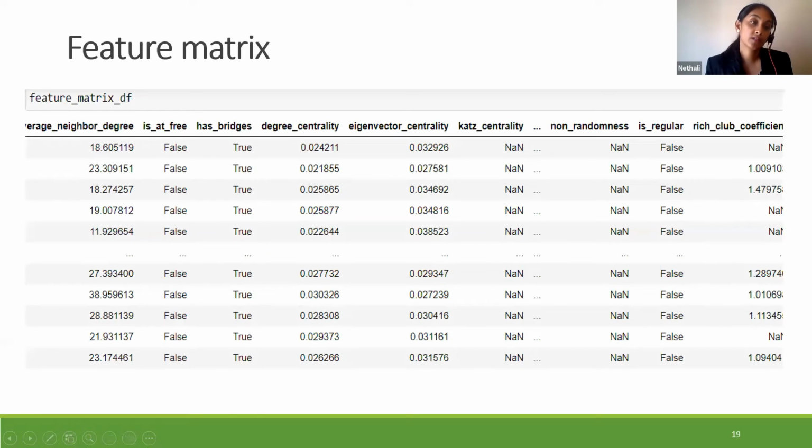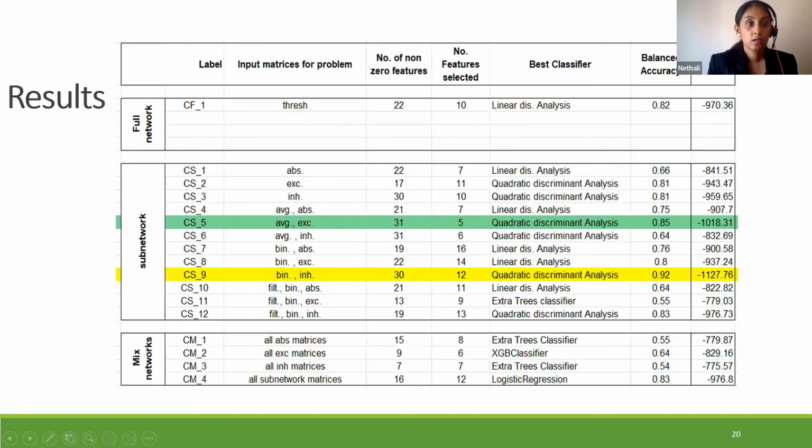So once we have that, this is a snapshot of how the feature metrics would look. And these are the columns that I've been telling you about. So we have both categorical and numerical data. So going back to the results now.